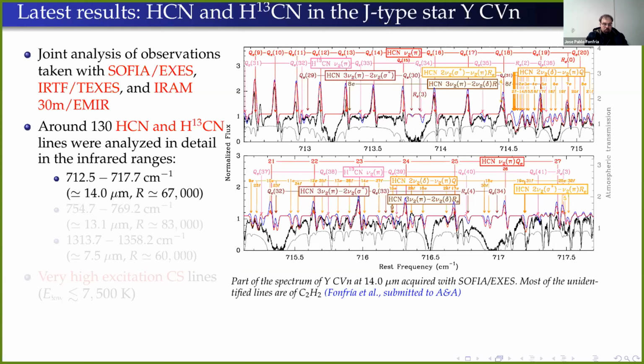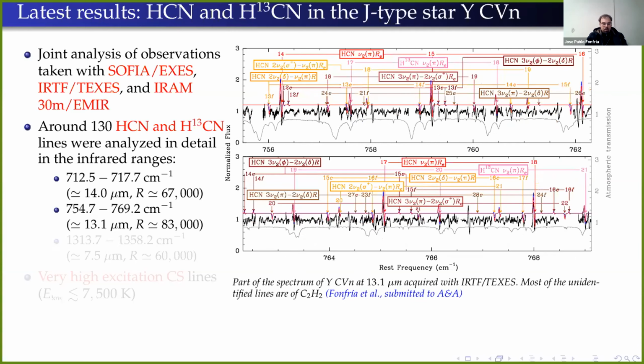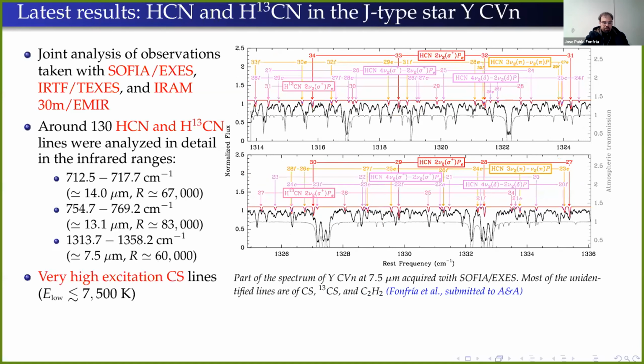In this figure, you can see the data around 14 microns, along with the line identification and the best fits to the HCN lines. The spectrum contains also many lines of acetylene. These data were taken with IRTF and TEXES, and show a less crowded spectral range, but also with many lines of HCN and C2H2.